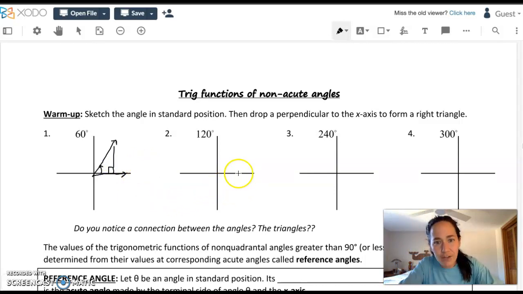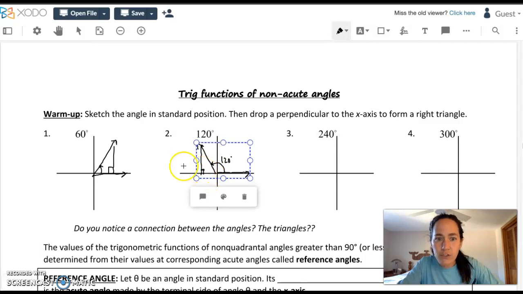120. Does that have anything to do with 60 degrees? Well, let's see. You've got your initial side here and your terminal side over in quadrant 2. And when you drop the perpendicular, here's your 120-degree angle. But isn't this little angle in here, I'll call it theta, isn't that 60, right? We've just drawn a triangle that's about the same size, just in a different quadrant. I'll squeeze a theta in there too.